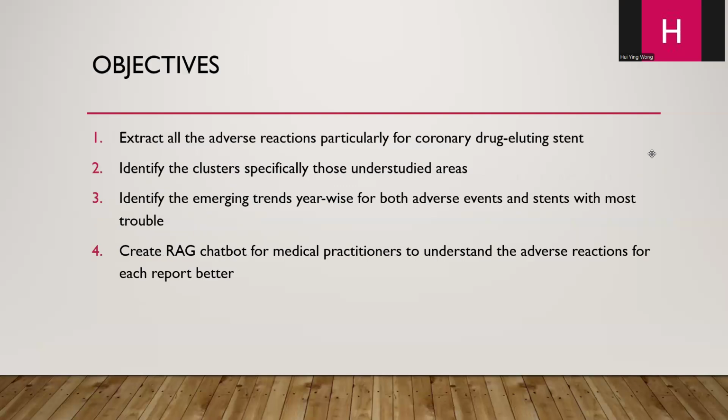So basically, I have 4 objectives which I aim to achieve. First, extract all the adverse events from the test reports for this stent. Then find out the best groupings for these adverse events with k-means. And then third, doing trend analysis year-wise based on the clusters I found to look at the bigger picture of which stent is causing more problems, so that next time before the surgery, the doctor can choose the safer one for the patient.